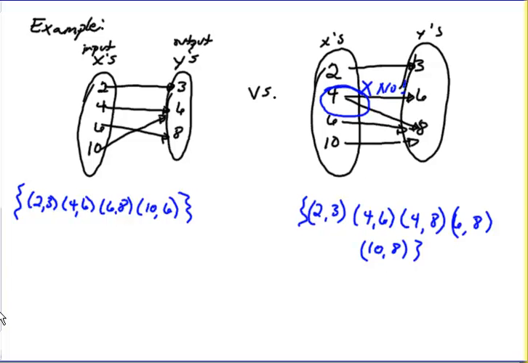Over here, what breaks this one? What repeats to break it? The 4. Your X's repeat. They can't do that. That's the definition. Your X's are not allowed to repeat. So this one over here is A-okay.